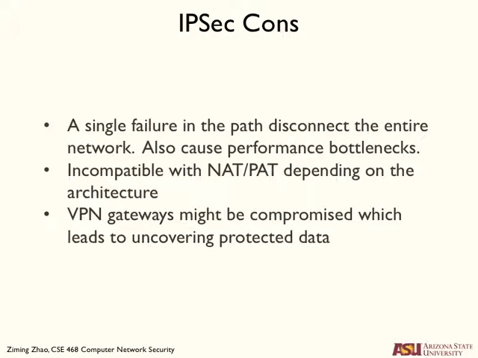And in IPSec, if there is a single failure in the path, it will disconnect the entire network. And because you have to do a lot of encryption and decryption, the performance can be a bottleneck. And the most interesting thing is IPSec is not compatible with the original network address translation, not a protocol, a mechanism. So we will talk about that in a minute. And also, using IPSec, you are adding some trusted entities, for example, gateways. If you are using tunnel mode, you have to trust those gateways. But what if those gateways are compromised?